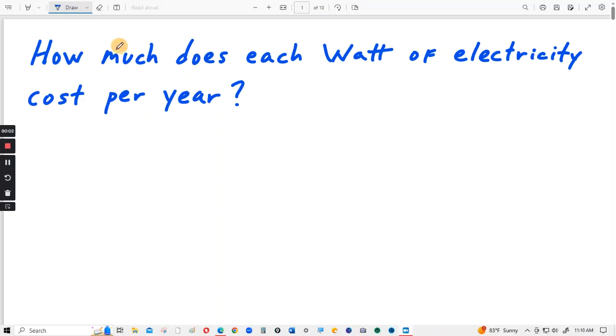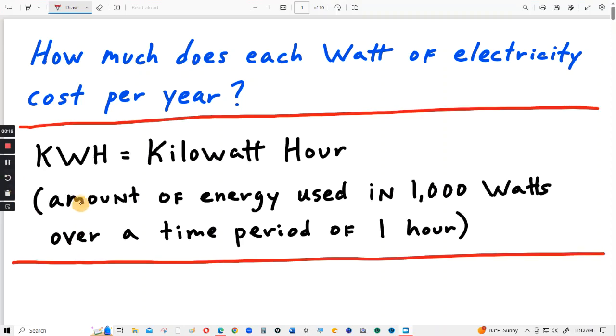In this video, I'm going to answer the question, how much does each watt of electricity cost per year? In other words, how much does it cost to use 1 watt of electricity for an entire year? So on most electric bills, you will see the abbreviation or acronym kWh, and that stands for kilowatt hours. And that represents the amount of energy used in 1,000 watts over a time period of 1 hour.